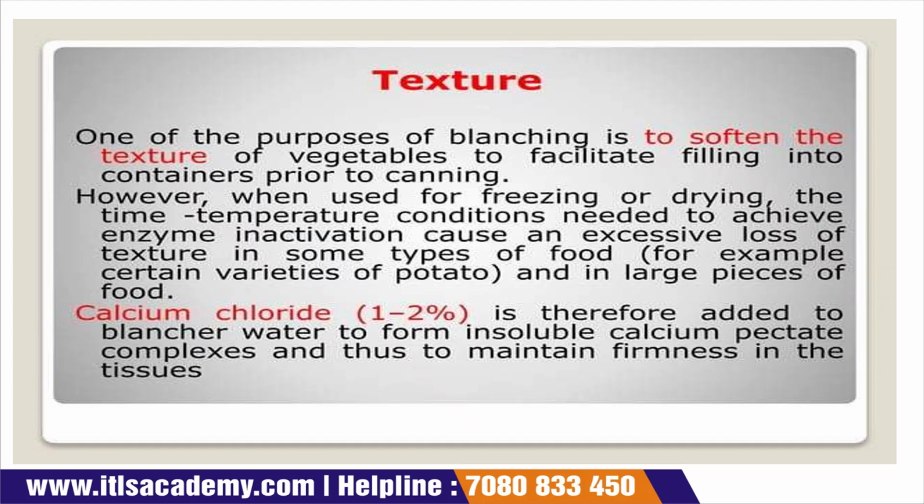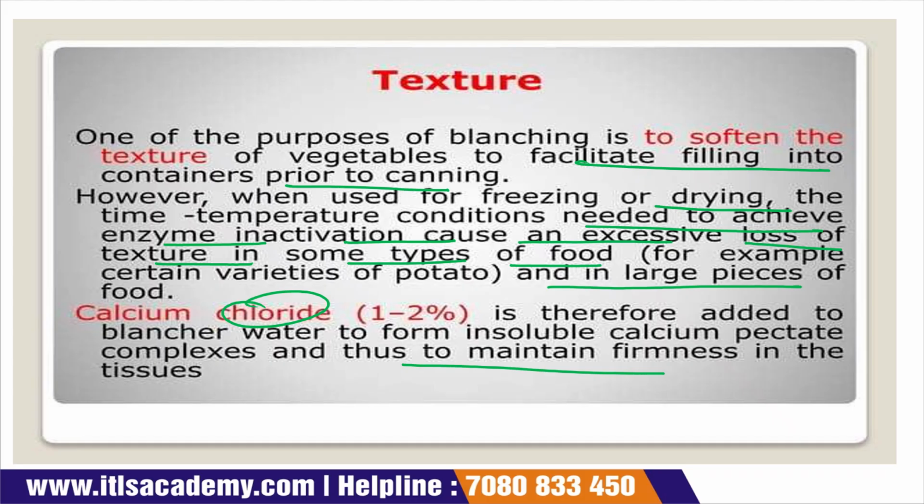Texture. One of the purposes of blanching is to soften the texture of the vegetable, which facilitates the filling into the container prior to canning. However, when used for freezing or drying, the extended time-temperature conditions needed to achieve enzyme inactivation cause an excessive loss of texture in some types of food products and in large pieces of food. We add calcium chloride to the blanch water, so that calcium pectate, an insoluble complex, forms and maintains firmness in the tissues.